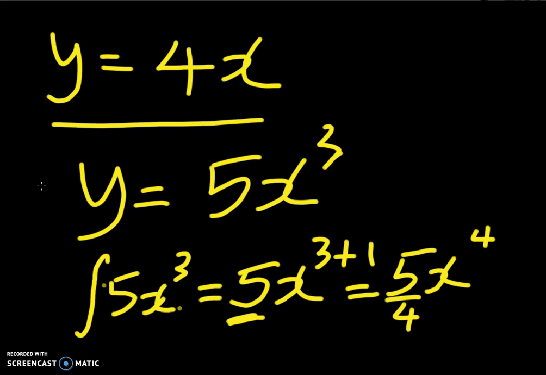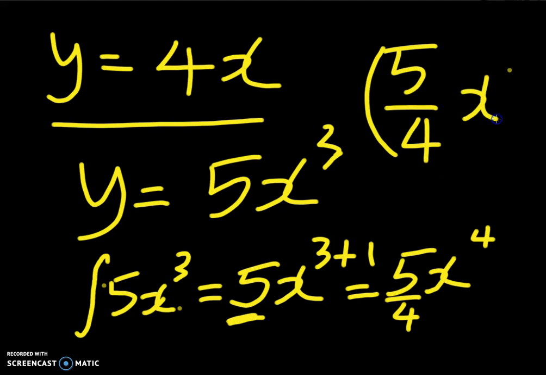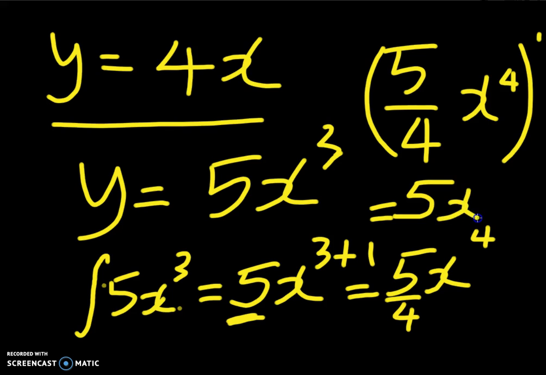So let's say, to test your answer to see whether it's correct, 5 over 4 x to the power of 4, they tell you to derivate it. Okay, so 5 over 4 multiplied by 4 gives you 5, and x to the power of 4, we minus 1 gives you 3. There we go, we got the answer 5x cubed, which means your answer is correct.